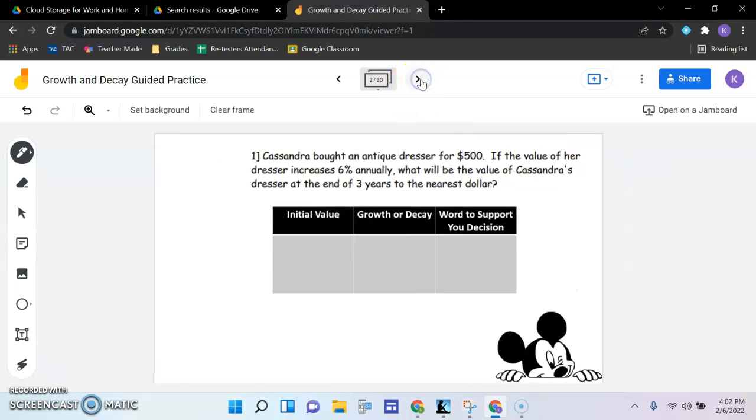Let's go on to example number 2. Cassandra bought an antique dresser for $500. If the value of her dresser increases 6% annually, what will be the value of Cassandra's dresser at the end of 3 years to the nearest dollar? How much did she buy this dresser for? Well, the answer is right there. She bought it for $500. So initially, she spent that amount of money. And that's it for this one.